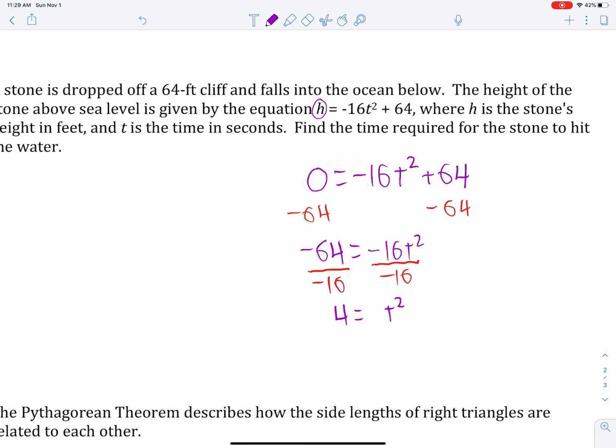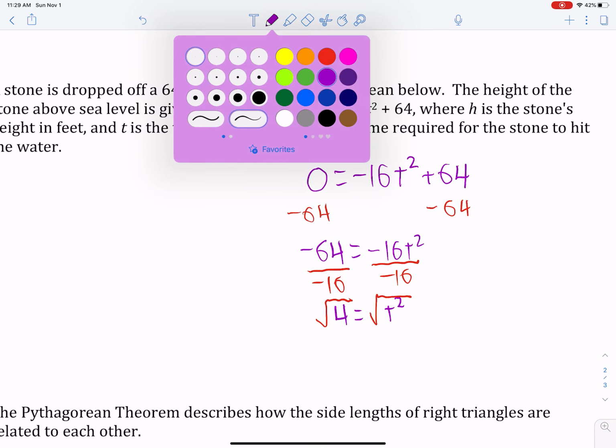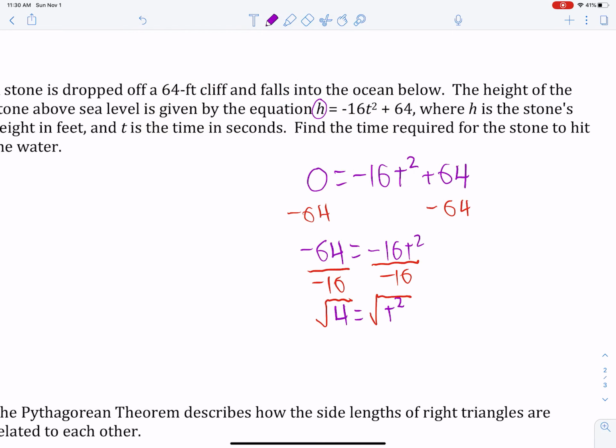Now, if you have t squared and you want to get t by itself, the next step is to take the square root of both sides. And you might remember from when we were talking about this, that normally when you take the square root of both sides, you need to put a plus or minus in front of the number on the other side. So here, the square root of 4 is 2. We get plus or minus 2 equals t.